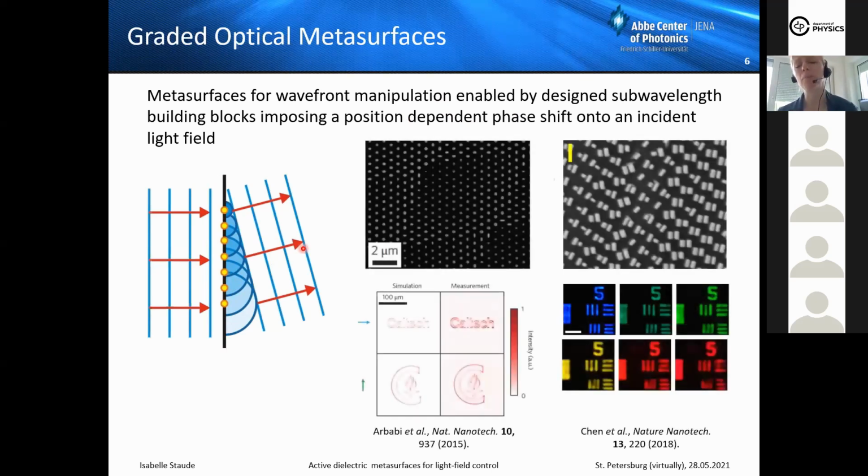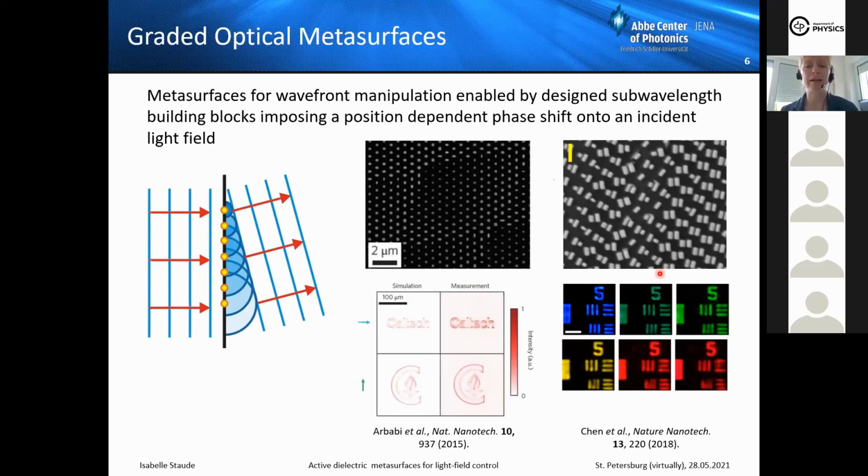But of course, more complex things can be done. I show here two examples from other groups, like the Faraon group and the Capasso group, who are very active in the area of metasurfaces. And you see that, for instance, holographic metasurfaces or metasurface lenses can be designed based on this concept. Now, I also chose these two examples to illustrate that there are different ways how these nanoscale building blocks forming the metasurface can function.